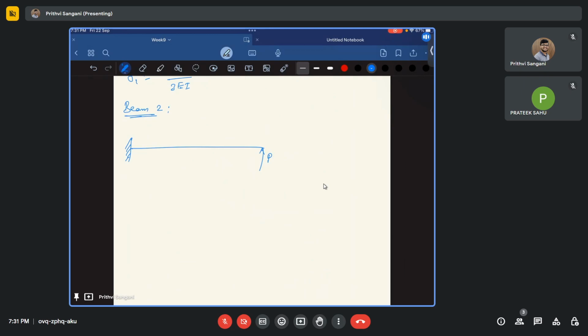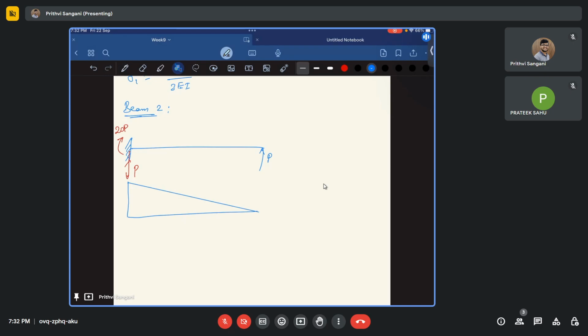Again, let us draw the bending moment diagram. Initially, let us find the support reactions. If this is P, we have P downwards. What about the bending moment at support A? P times 20 is 20P, and it should be in the clockwise direction. Now the bending moment diagram. My bending moment will be 20P, and this is triangular.